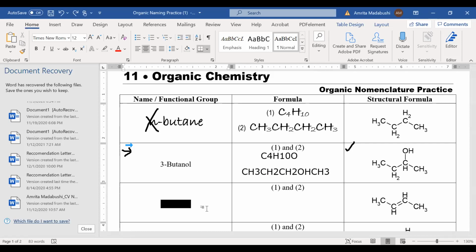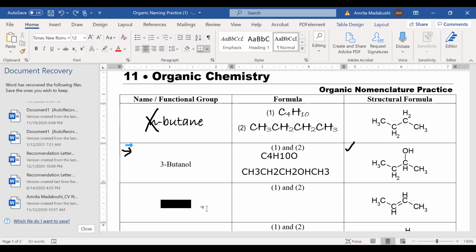Yes, Professor. I missed that part when you were talking about the groups. If the OH had been on the last CH, that would have made it 4-butanol. Yeah, but you don't usually write 4 because it's kind of obvious. When it's at the end, you don't write anything. You just say butanol.